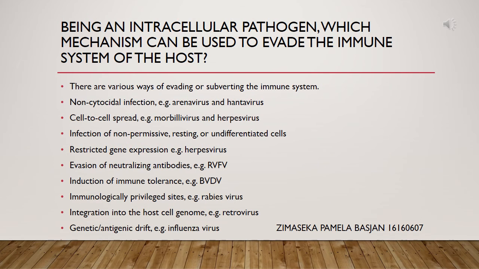Hello, this is Pamela again. My question is, being an intracellular pathogen, which mechanism can be used to evade the immune system of the host? There are various ways of evading or subverting the immune system. Examples: non-cytocidal infection, cell-to-cell spread, infection of non-permissive, resting, or undifferentiated cells, restricted gene expression, evasion of neutralizing antibodies, induction of immune tolerance, and immunologically privileged sites.